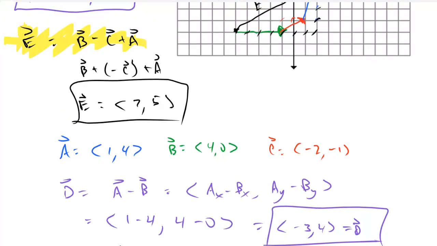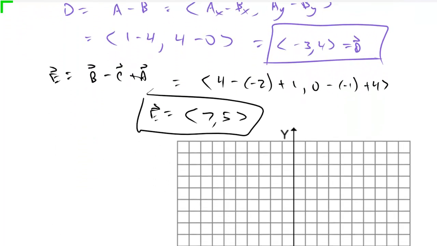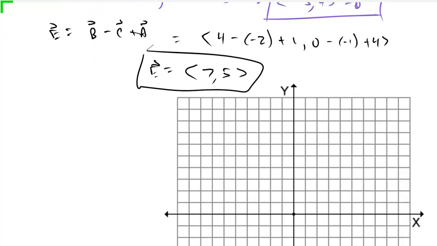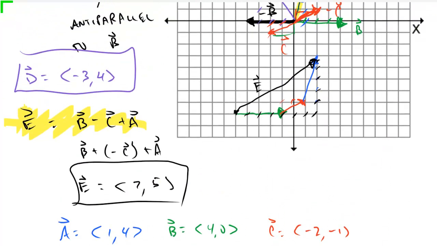So adding using the component method, or adding algebraically, can be a lot easier, a lot more accurate, as well as less time consuming than adding graphically. But it's always good to be able to add graphically to double check your work and get an idea of which quadrant we're in.